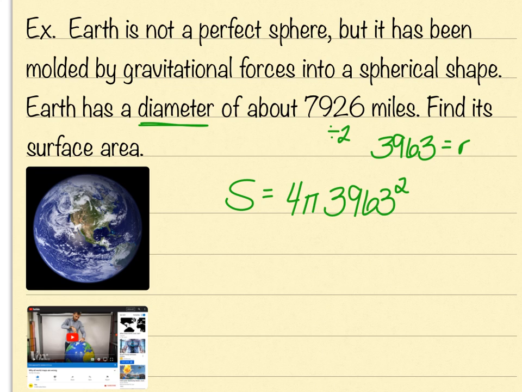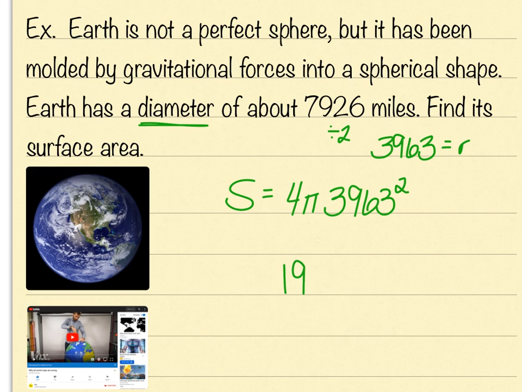3,963 squared is, gosh, that's a big number. That's 15,705,369. You should hopefully be following along with your own calculator. I'm going to times that by 4 now, and then times it by 3.14. Again, I'm just going to use 3.14 instead of the pi button. That's okay if you use the pi button. And that's going to give us an answer.